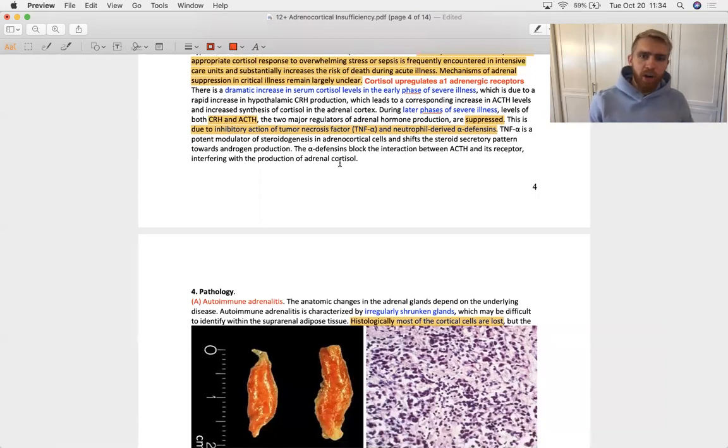So early on, serum cortisol spikes. Of course it does. They're in the stress response, and then it seems to burn itself out. And then CRH and ACTH are suppressed somehow. Maybe TNF alpha, maybe neutrophil-derived alpha defensins are playing a role in the suppression of that adrenocorticotropic hormone. And then obviously without ACTH, you're not going to get much cortisol out of the adrenals.